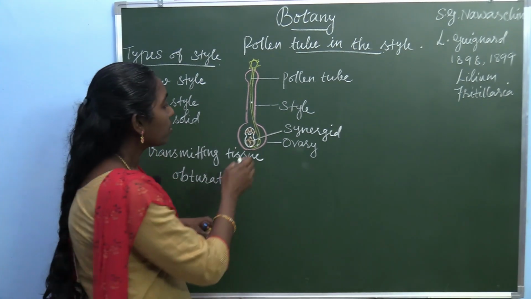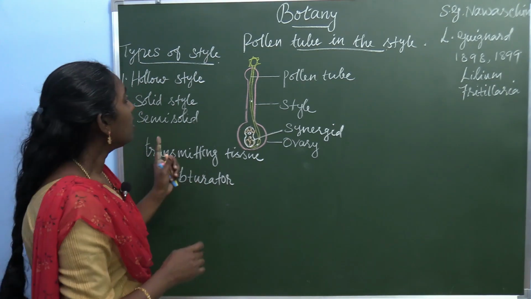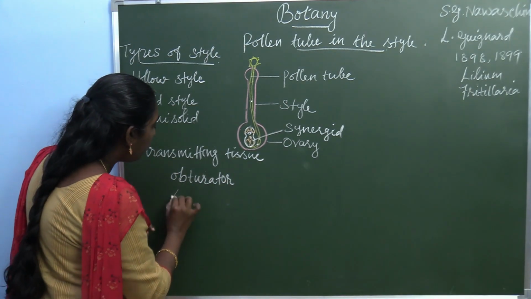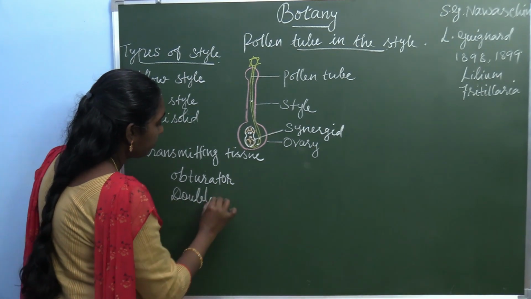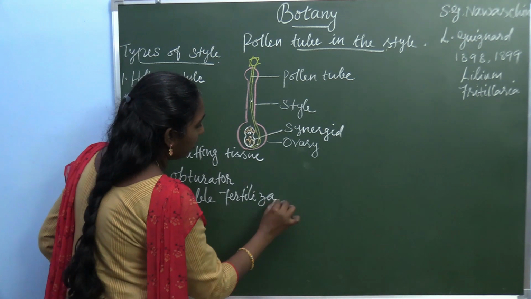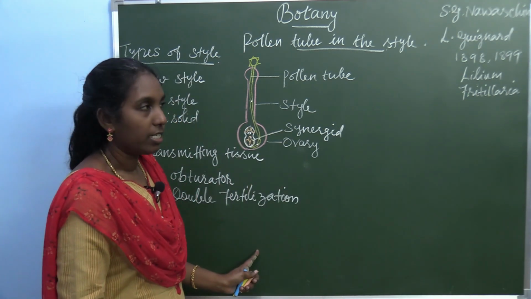So, if it fuses to the egg, it is called syngamy. So, this angiospermic fertilization is called double fertilization. Double fertilization. What is meant by double fertilization?